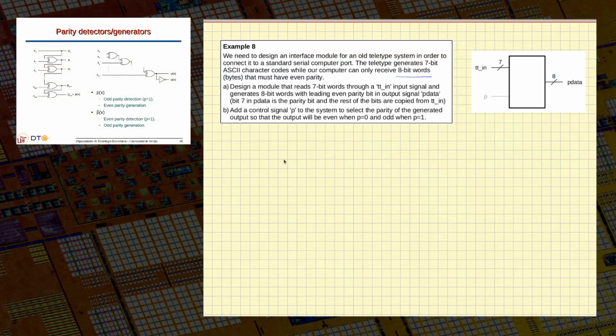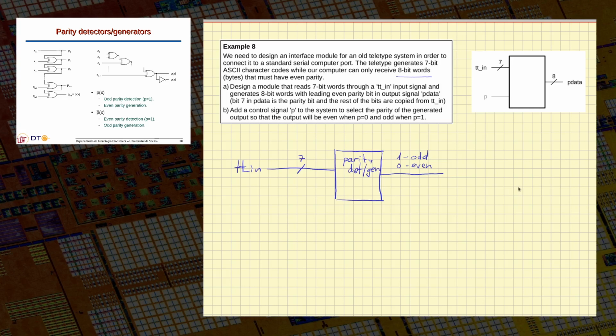Once we know we can build a block which is a parity generator, the idea will be to use our input. Take our TT in input, and put it into a parity detector or generator. Whether you call it detector or generator only depends on the point of view. These are the 7 bits of my input, and it will generate that parity. This signal will be 1 when parity is odd. It will be 0 when parity is even.